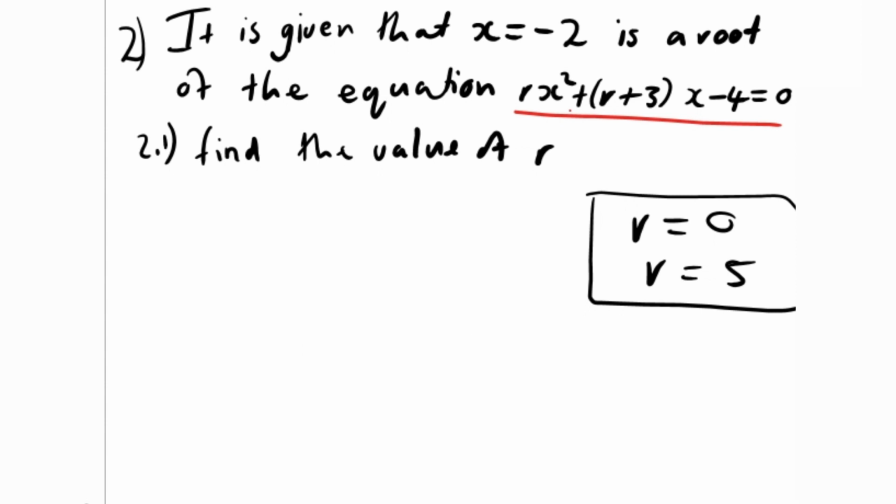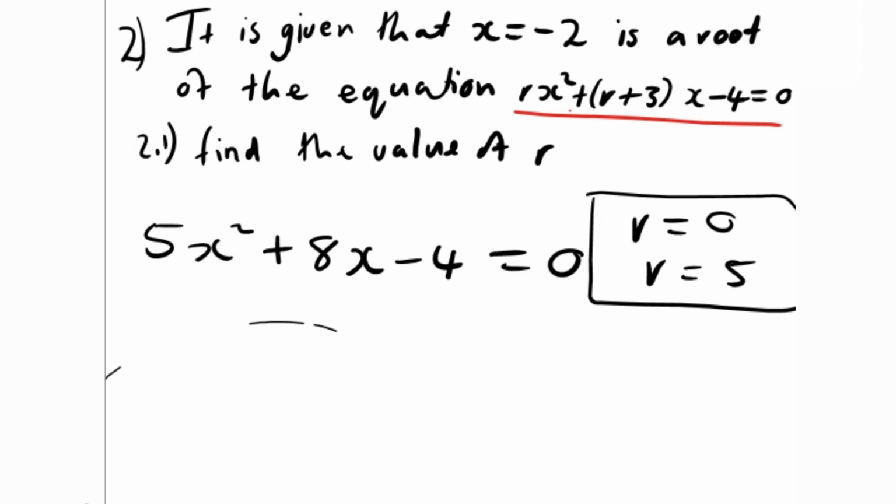Now let's check when r is 5. We replace every r that we see in that equation with 5. We have 5x squared plus 5 plus 3, that is just 8x minus 4, equal to 0. From here, we can proceed and use the quadratic formula and solve for the values of x that will come out of this equation, okay?